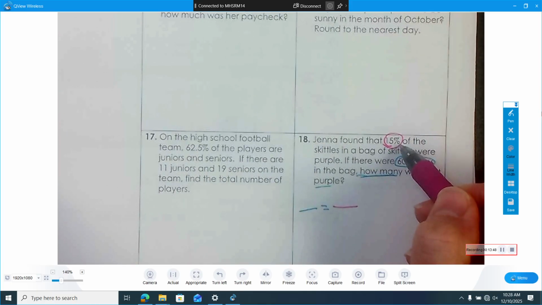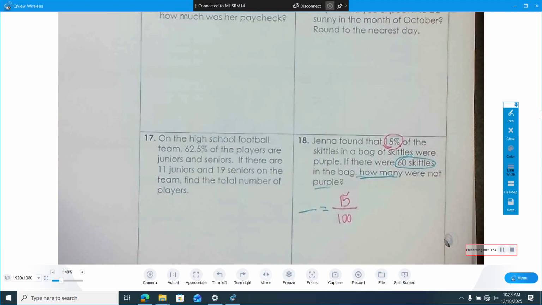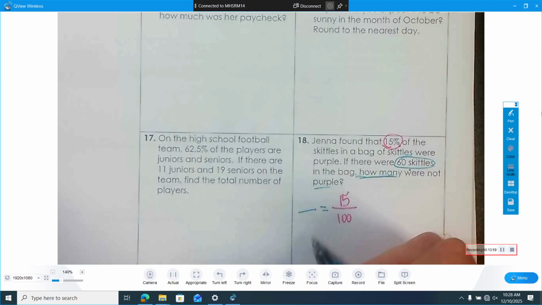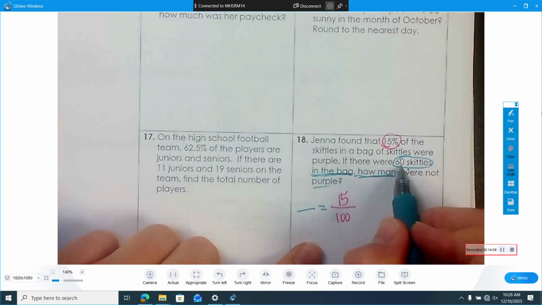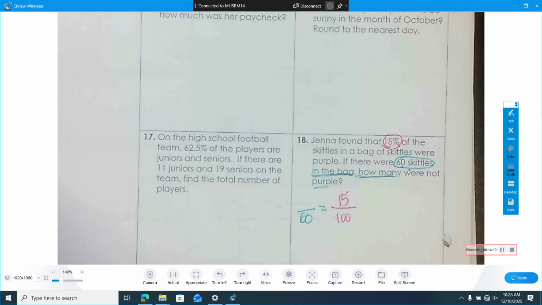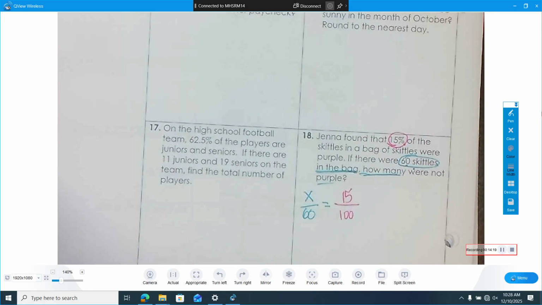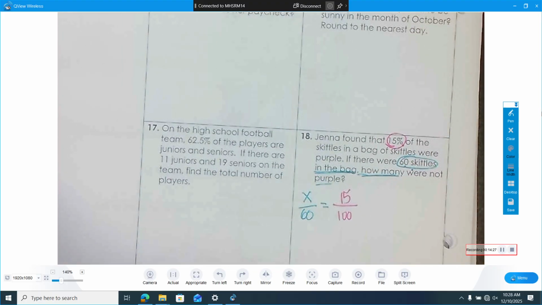What can I do with the 15%? Over 100. 15 over 100, because percent is over 100. Now, 60 Skittles. Is that the part or is that the whole? The whole. Yeah, it's the whole bag. So 60 Skittles is the whole bag there. And we want to know how many of those were purple. And it should be equivalent to 15% there. All right, and from there you can cross multiply very easily.